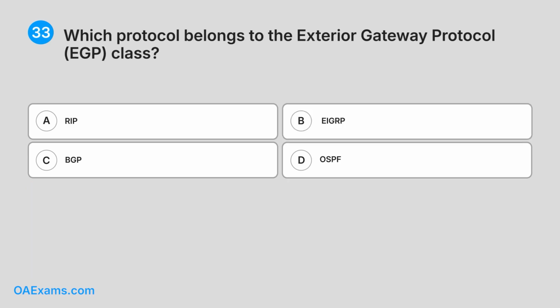33. Which protocol belongs to the Exterior Gateway Protocol, EGP, class? A. RIP. B. EIGRP. C. BGP. D. OSPF. Can you guess the answer?